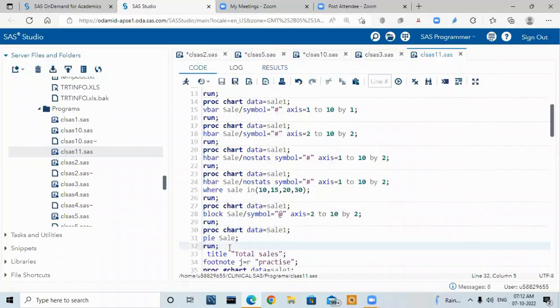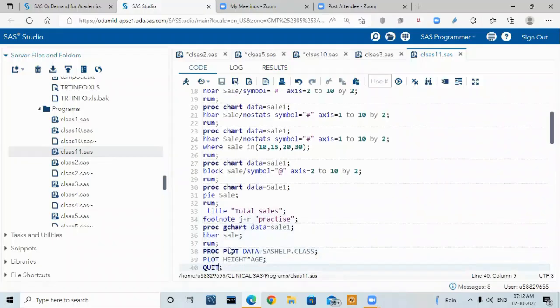See, one more is there, proc G chart. Proc G chart is also a colorful graph. Here we don't have more procedures. I will show you proc G chart in the next class. But proc G chart is nothing but the same as proc chart. The difference is that here we can draw colorful graphs. We can use the graphics interface to draw the colorful graphs.